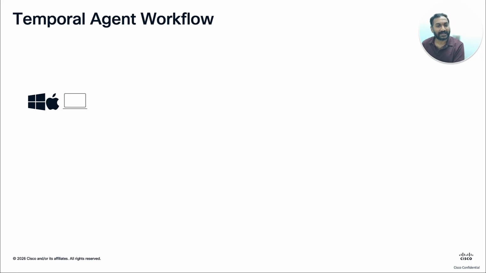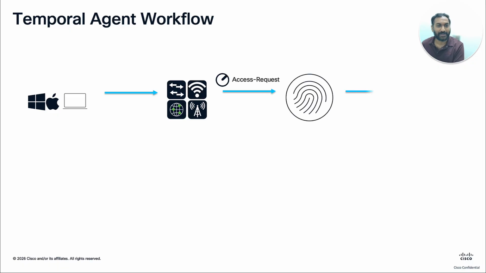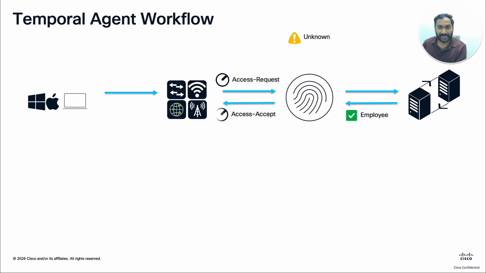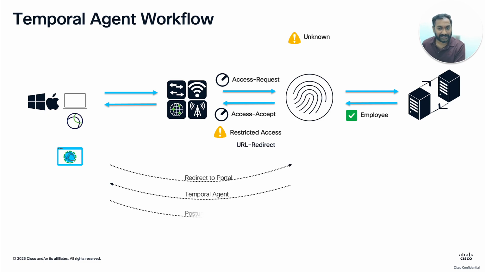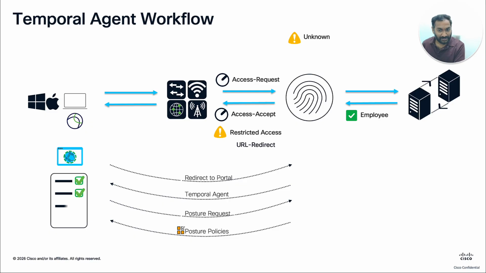The temporal agent is supported on the Windows and Mac operating systems. And when they get authenticated to the wired, wireless, VPN, or 5G, ISE can evaluate them against identity stores and then provide restricted access by enforcing a URL redirect. So when the user initiates a browser, the browser is going to be redirected to the client provisioning page, through which the temporal agent can be downloaded. It's an executable file that discovers the PSN that it got authenticated with, retrieves the posture policies, evaluates them, and sends back the posture report to ISE.